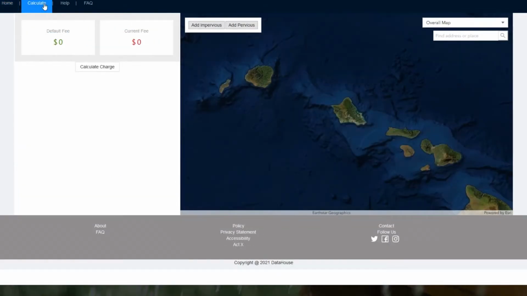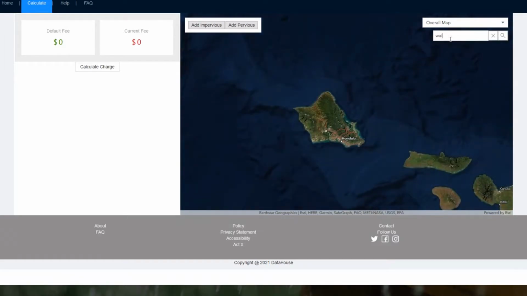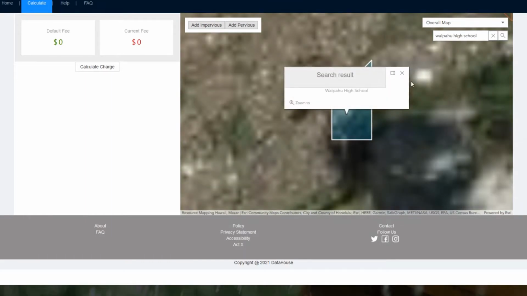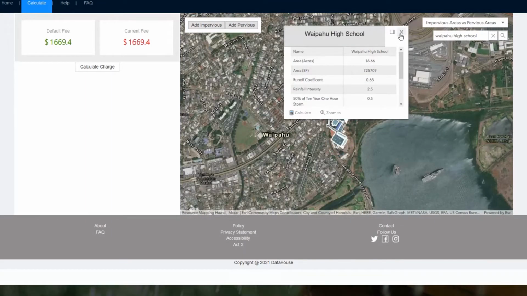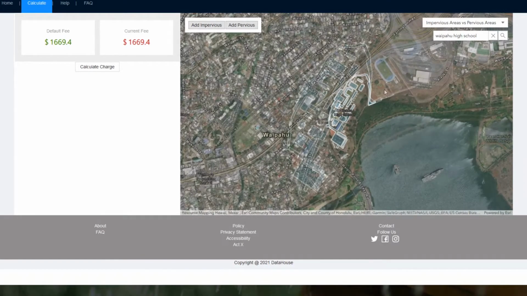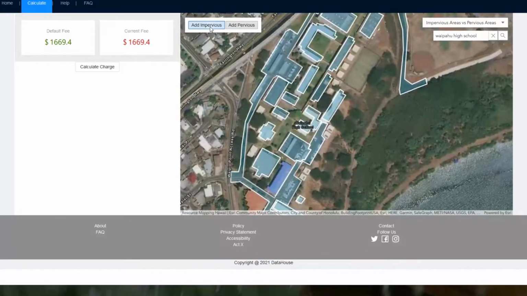The next page in our design process was the calculation page. This page uses a map interface for the user to input an address or location of interest and allows the user to calculate the stormwater utility fee of that property. The primary feature is the ability of the user to draw shapes on the map that can be labeled either impervious or pervious. This gives the user more insight on how impactful each impervious structure is on the stormwater utility bill.